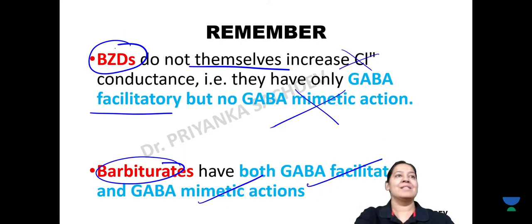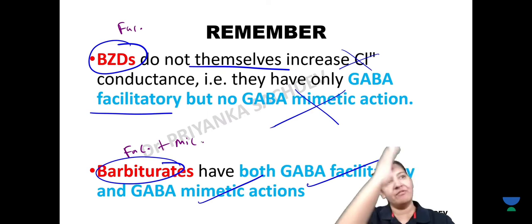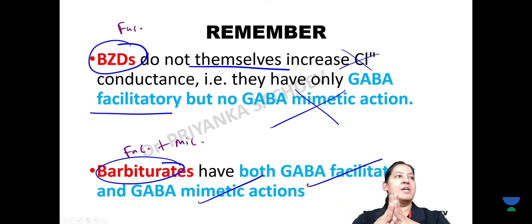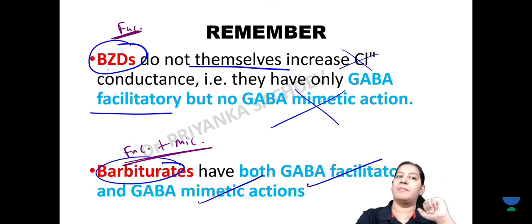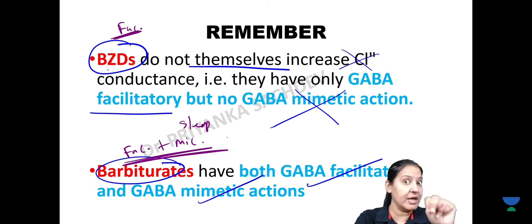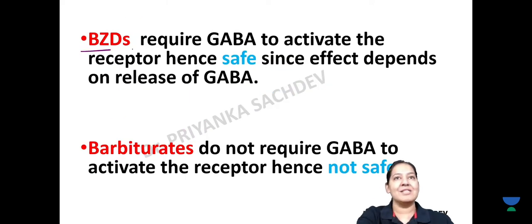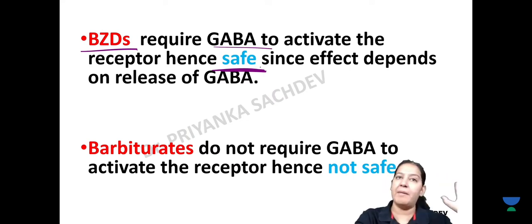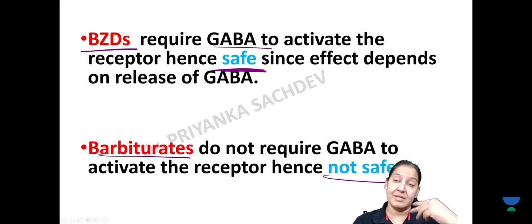Since benzodiazepine has only one action, that is facilitatory, no mimicry, and barbiturates have a double action, facilitatory as well as mimicry, which are safe? By common sense, you tell me which are safe. The one which has only one action, facilitatory, or the one which has double action? The one with double action, instead of sleep, there can be death or coma because of the double action. We want only one action, facilitatory. We do not want double action. So that's why benzodiazepines are safe, because they have only GABA facilitatory action, no GABA mimicry action. Barbiturates are not safe. They have double action, facilitatory as well as mimicry.